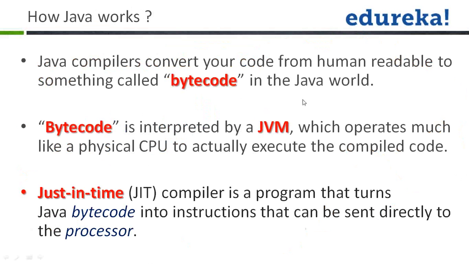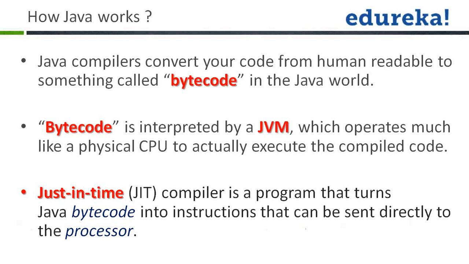Moving on, I come to how Java works. We have already done it somehow. We have already run it by now. Let's read out. Now, Java compilers convert your code from human readable to something called byte code in the Java world. As I said, you write the Java source code. After that, you compile the code using the javac compiler. After compiling, it gets converted into a .class file.